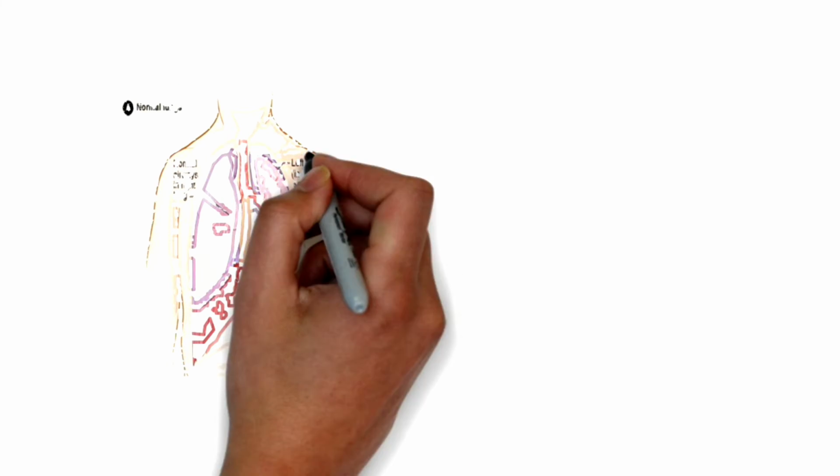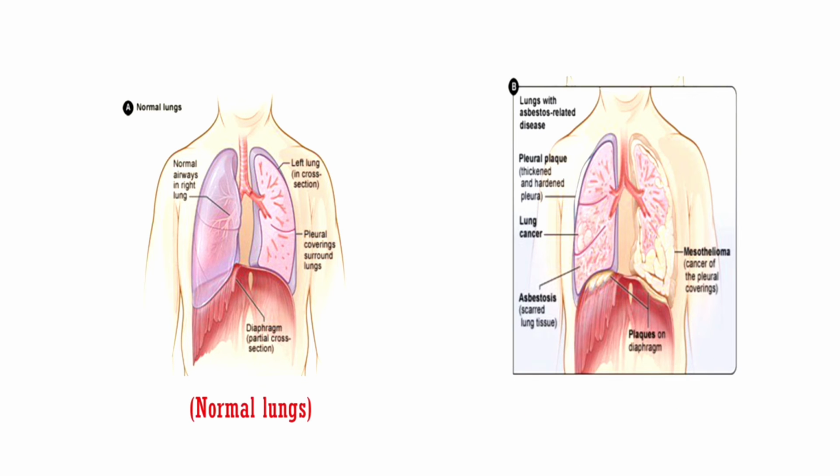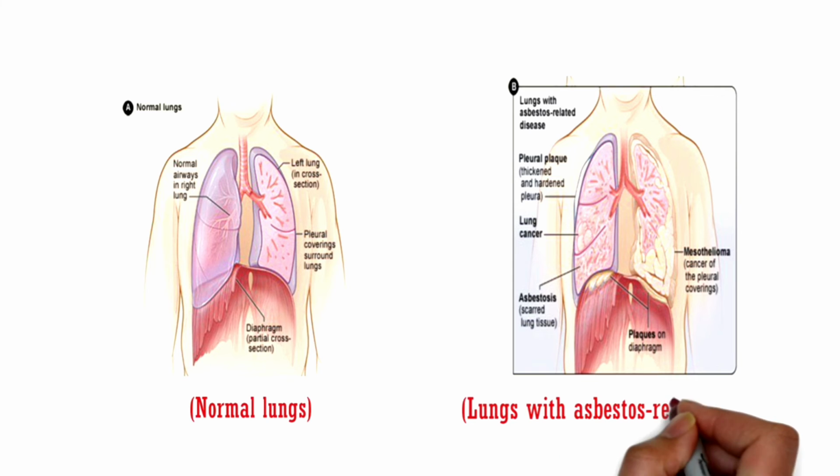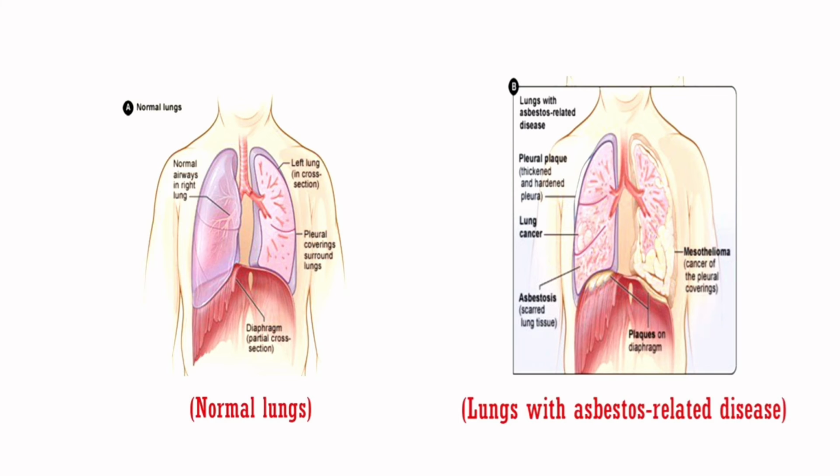Now, in this slide, we have 2 pictures. In the left picture, we see the normal lungs, but in the right picture, we see lungs with asbestos-related disease. As we can see, the pleural plaque, lung cancer, scarred lung tissue, and also we can see mesothelioma or plaques on the diaphragm due to asbestosis.